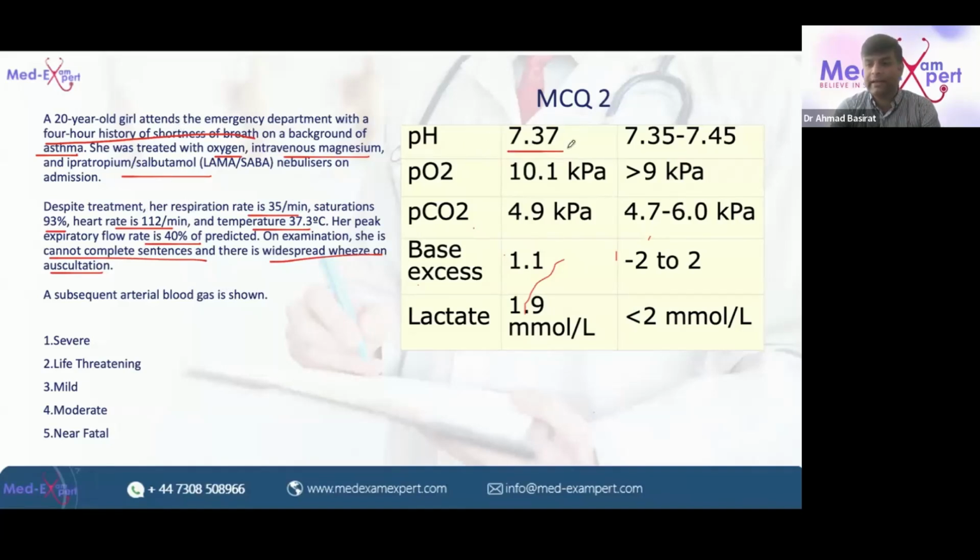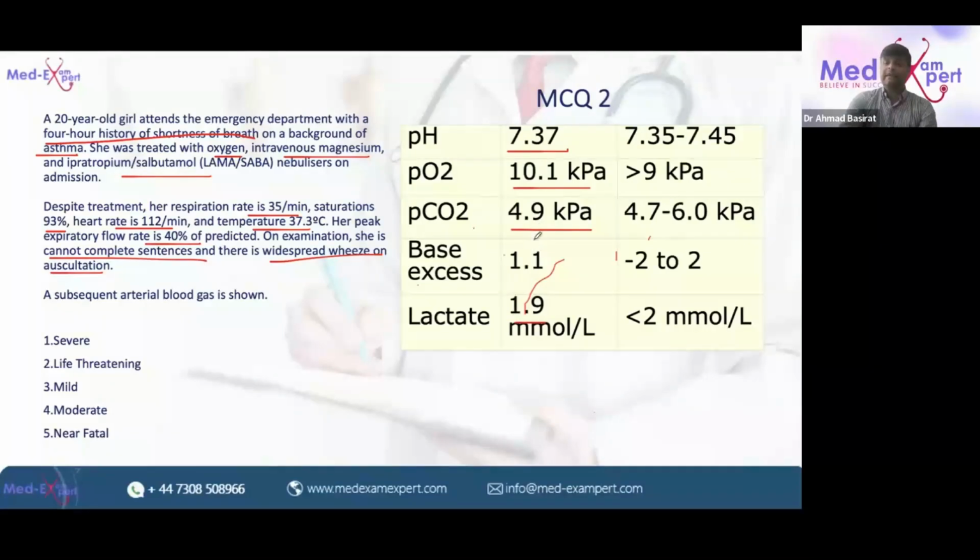So pH is 7.37, so that's normal. PaO2 is 10, that's normal. Okay, reasonably good. PaCO2 is 4.9 kilopascal. Now, I know people working in different countries have millimeters of mercury in their blood gases, whereas in Ireland we use kilopascals. I really hope you will get millimeters of mercury in the exams as well, but you might need to convert these, just making you aware of that. So PaCO2 4.9 kilopascal, and lactate is normal.